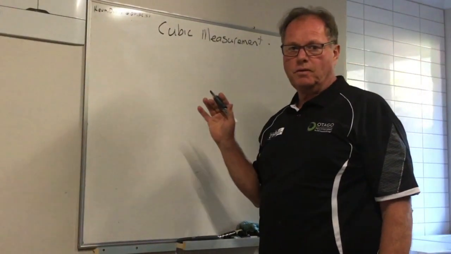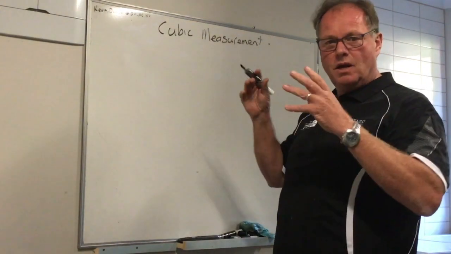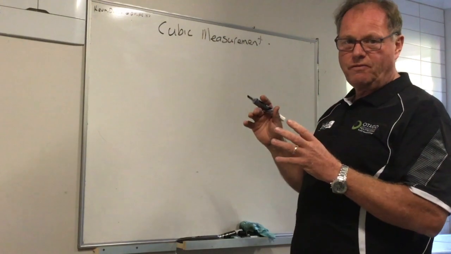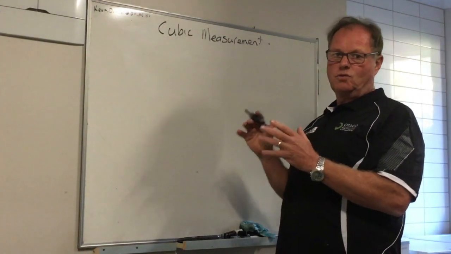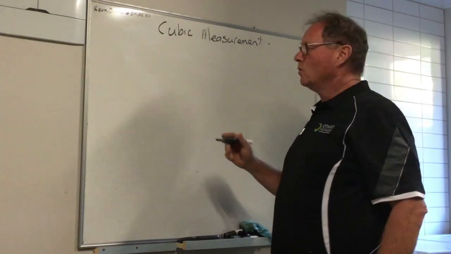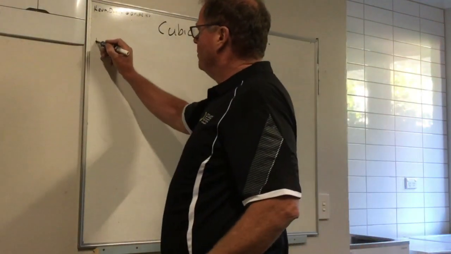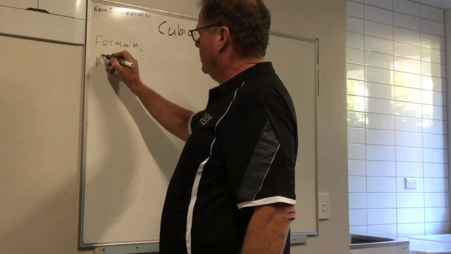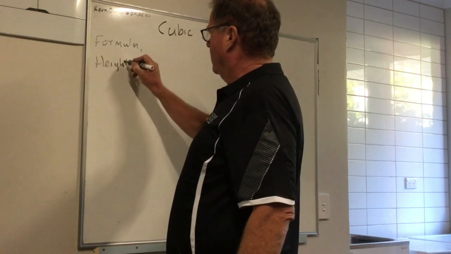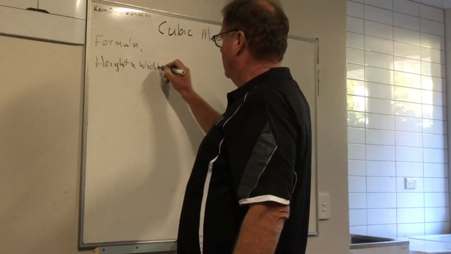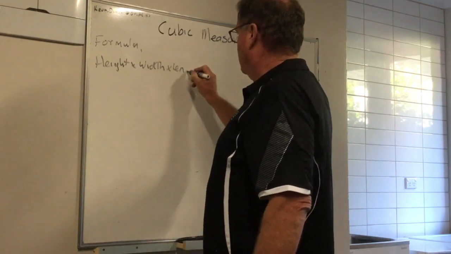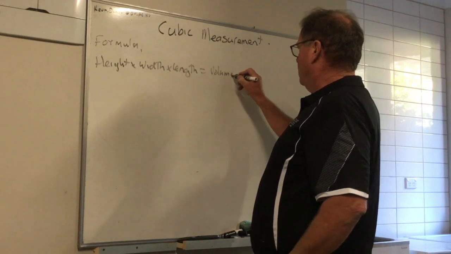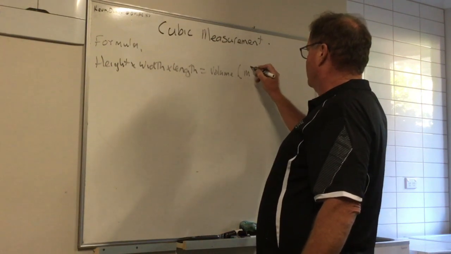The last part of cubic measurement with Uncle Kev is going to be when you see a footing and a foundation and you have to add them up. So it's not a lot different, but we've got to work it out in two different squares and then add them up, get them into that good shape. So we're still going to have our formula, height times width times length equals volume, and our answer is going to be in cubic metres.